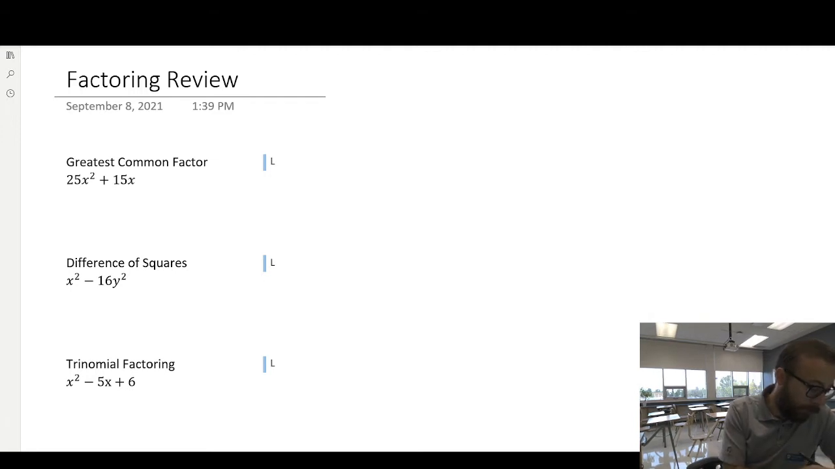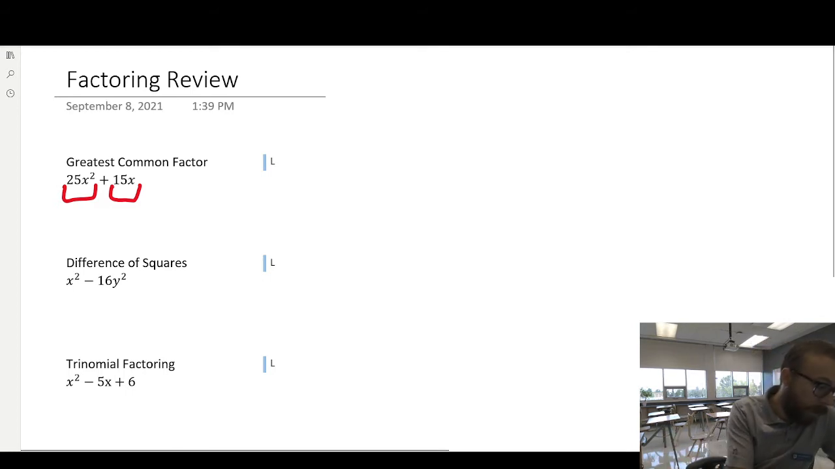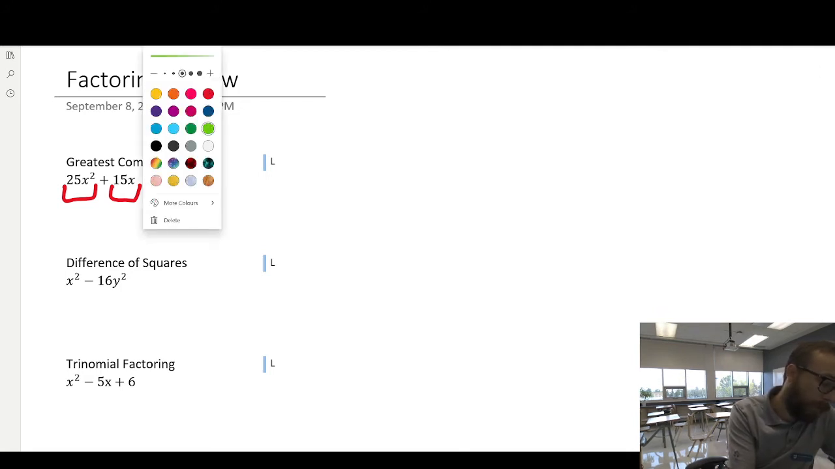Okay, so the first type of factoring that we have to remember is greatest common factor. So you're going to look at all your different terms. So for example, you have a term here, and you have a term here. Everything that's separated by a plus or minus is a new term. And what we want to do is find the things that are the same between the terms. And so what can we divide by on both terms, basically?